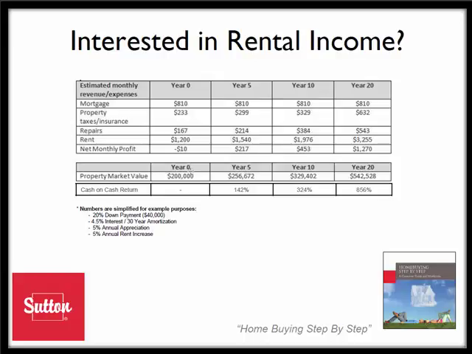So property value $200,000. But the mortgage, every year, is going to stay the same. Property taxes maybe go up a little bit. We'll budget for that. Repairs go up a little bit. But the interesting thing is rent. Look what happens to rent at 5% increase every year. Rent's now gone up to $1,540. Monthly profit is now a lot higher, well over $200. And our property market price has gone up 5%, 5%, 5%. So it's now worth $256,000.